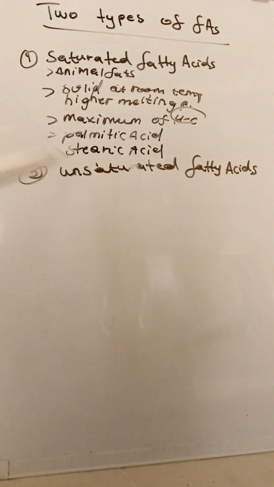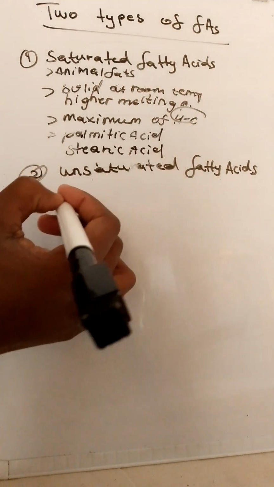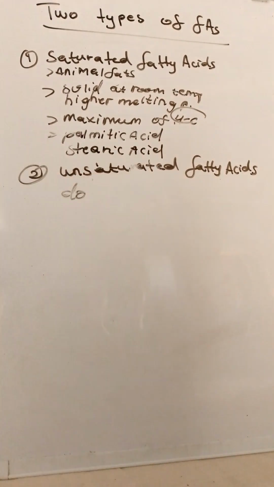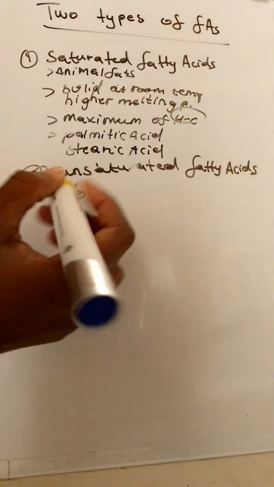So let's look at the unsaturated fatty acids. When we are talking about unsaturated fatty acids, we mainly refer to the acids that are liquid at room temperature. They have a lower melting point. You understand? So we are talking about fatty acids that consist of a double bond.